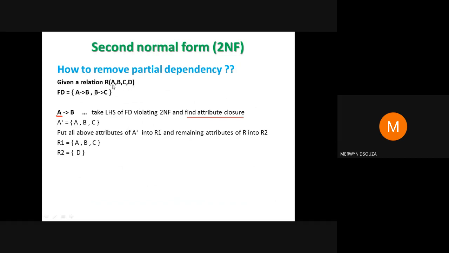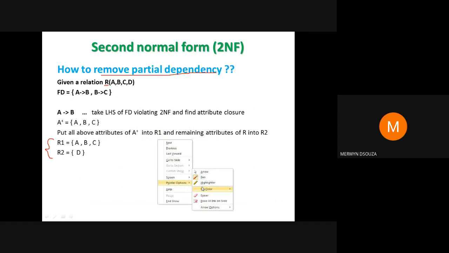R was having 4 attributes, A, B, C, D. So there's only one attribute which is left, D, which is not there in R1. So this one will be put here in R2. So now we are decomposing this relation R into two new relations in order to remove the partial dependency.